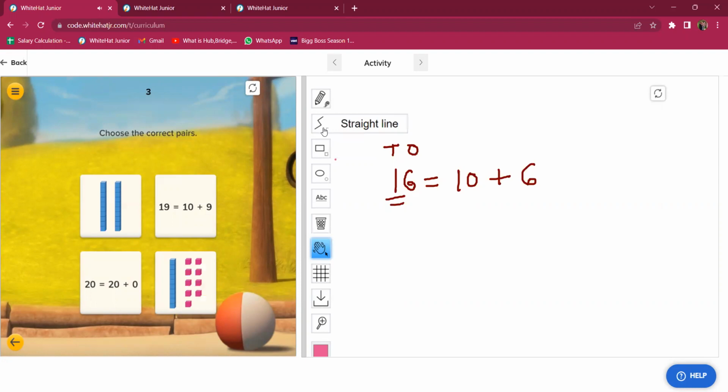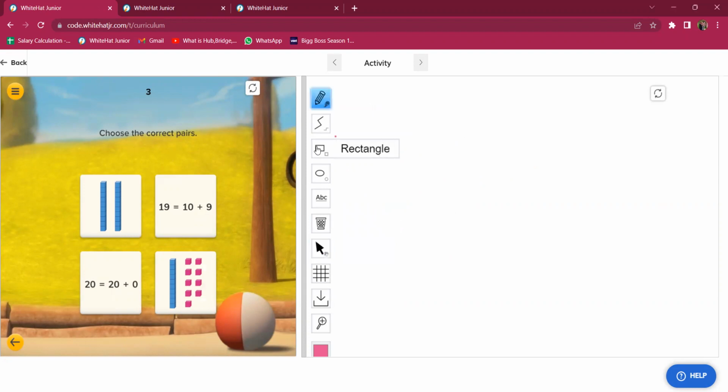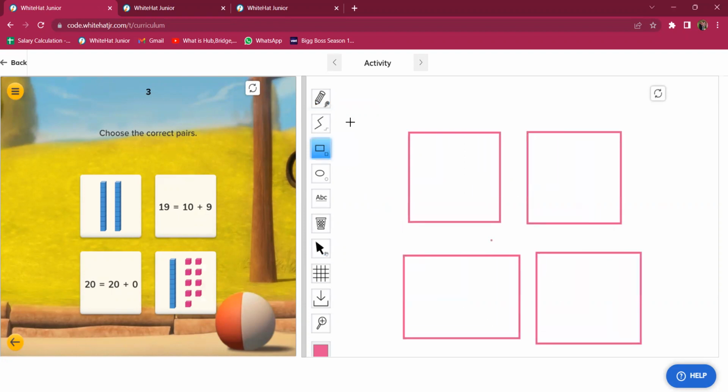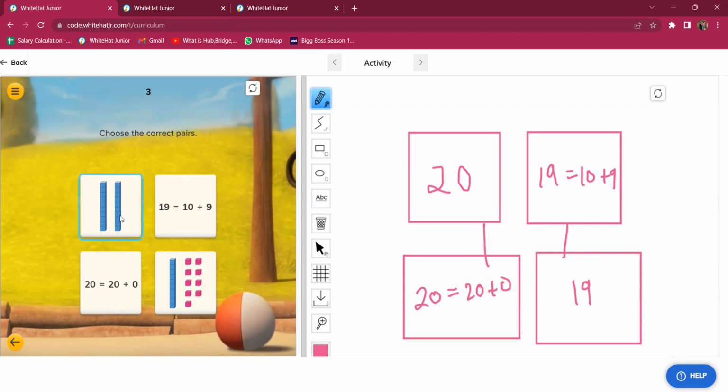So choose the correct pairs. As we can see, here we have 4 options, 1, 2, 3, and 4. So here, this is 10 plus 10, that is 20. Okay, and that is 20. And here we have 10 and 9. Okay, so here 9 is given to us, 10 plus 9. And here they have given us 20. Match this with this and this with this. So let's match it up.